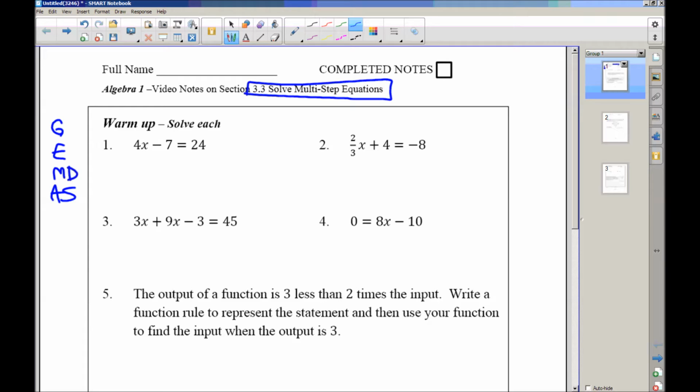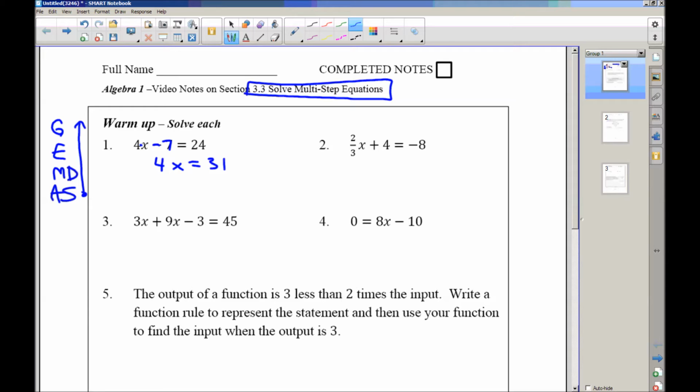Okay, so I have 4x minus 7 equals 24, and I want to undo them in the opposite order. So we're going to start with the add and subtract part and go in reverse. So our inverse operation here would be to undo the subtract 7 before we undo the times by 4. So the undo of subtract 7 is add 7. So 24 plus 7 will give me 31 on the right side, and on the left side, the negative 7 and the plus 7 cancel out.